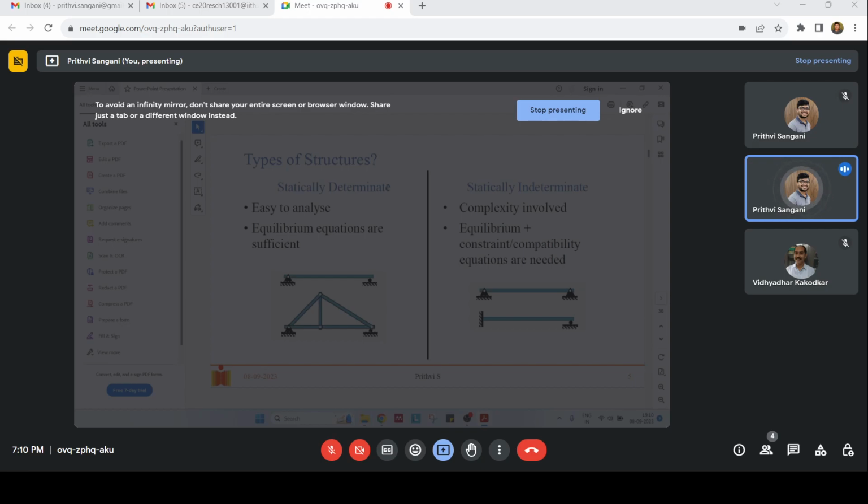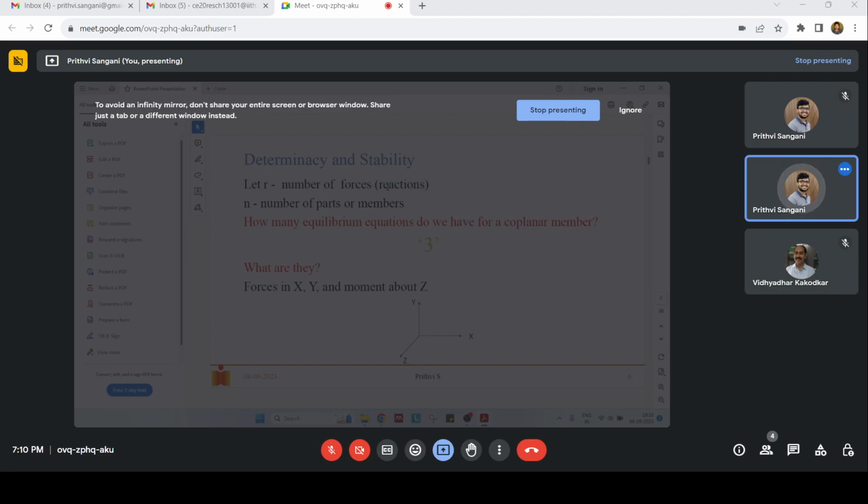But in this course, we'll be mostly discussing how we make use of the compatibility equations to solve statically indeterminate structures. In this figure we have x, y, z, three different coordinates. For a coplanar member, we have three different types of equilibrium equations: forces in the x direction, forces in the y direction, and the bending moment along the z direction. So for a beam member, we have a bending moment about the z axis.